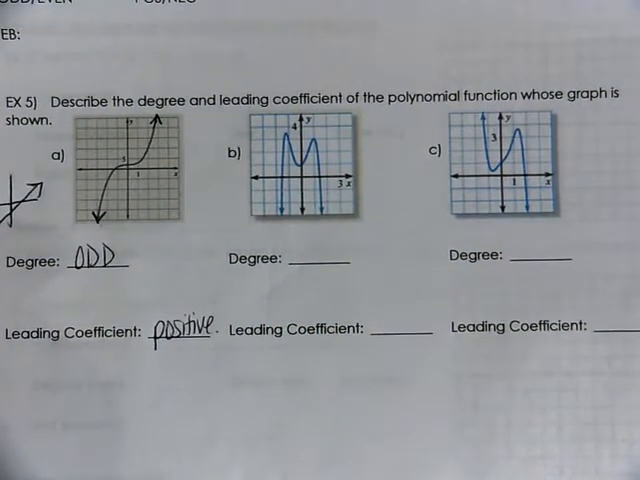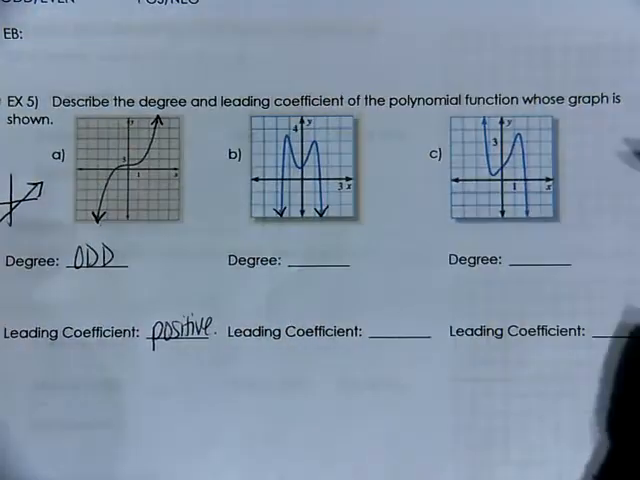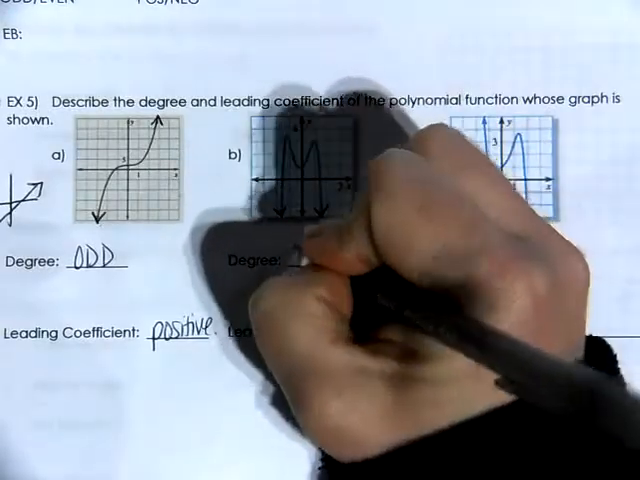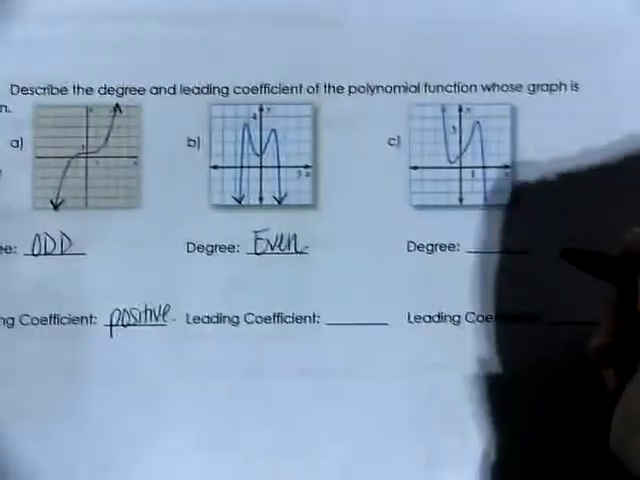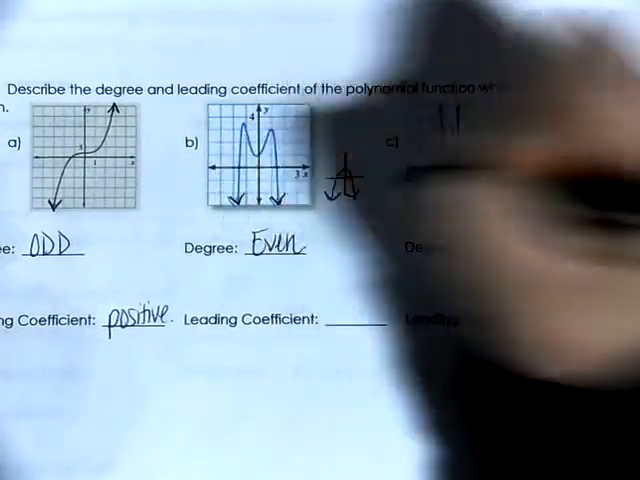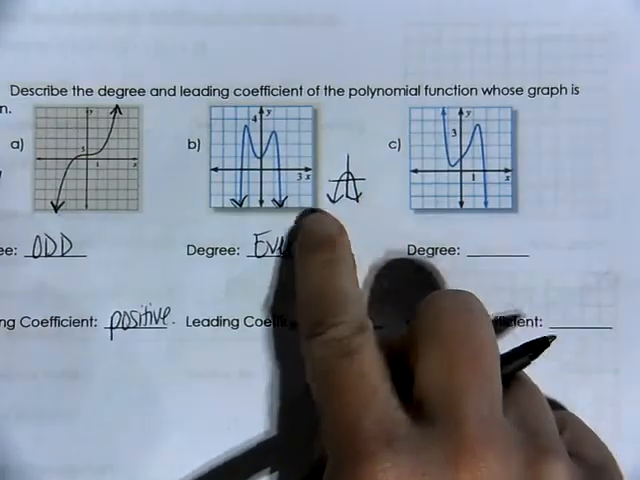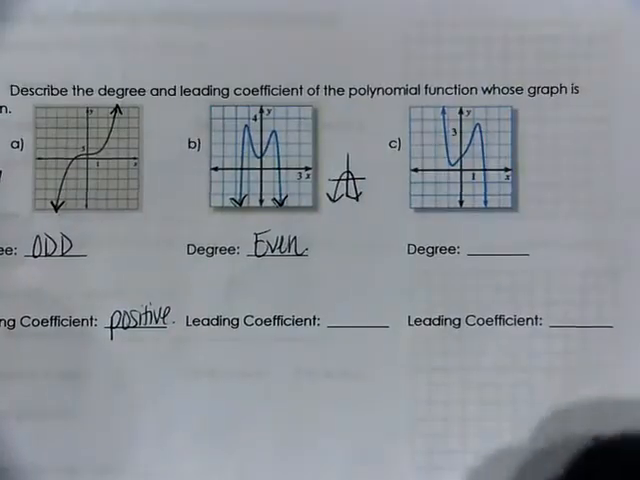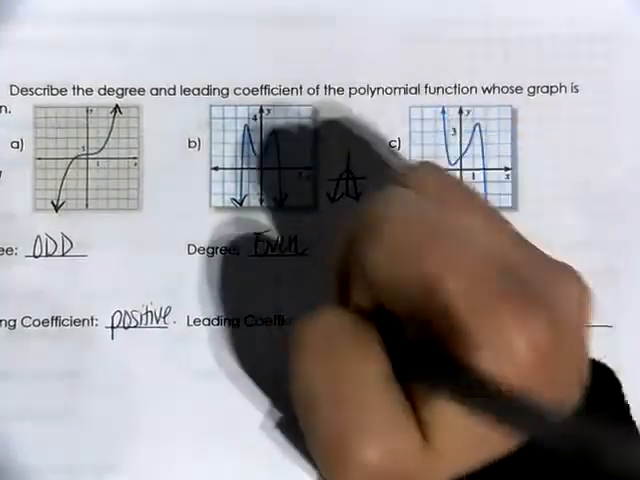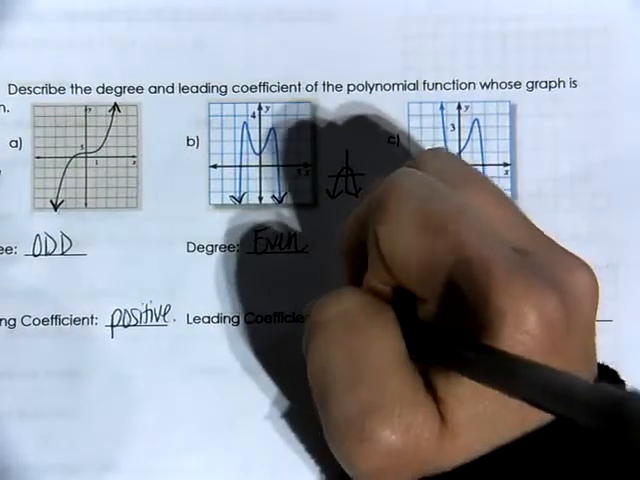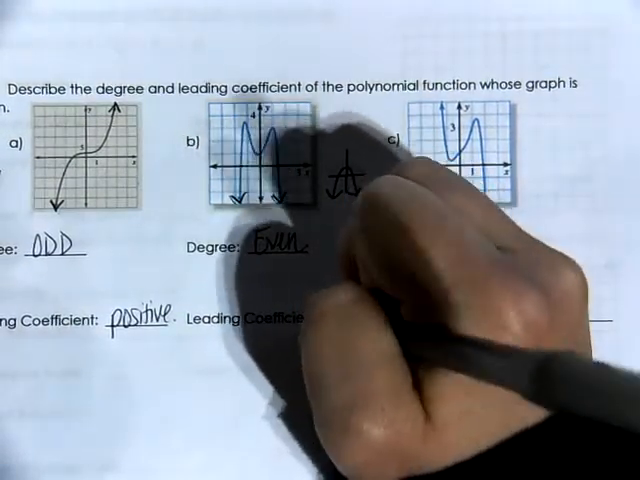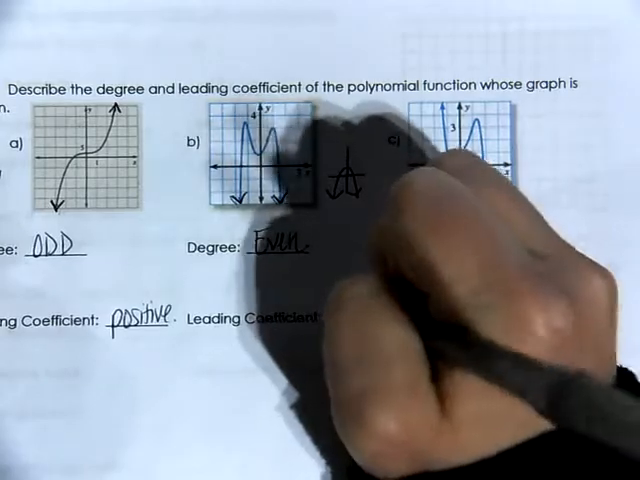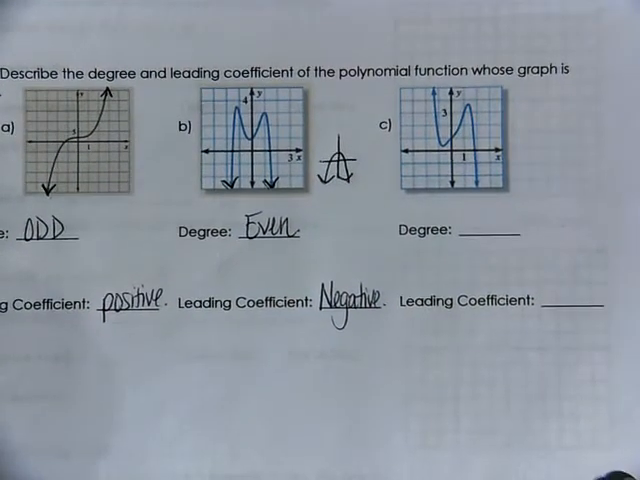Next, looking at letter B, I have two arrows that are pointing in the same direction. And because they are pointing in the same direction, this is an even function. And because both of these arrows are pointing down, this graph behaves just like a quadratic with a negative leading coefficient, with a negative a value. So therefore, I'm going to say that this has to be an even negative function, an even degree with a negative leading coefficient.